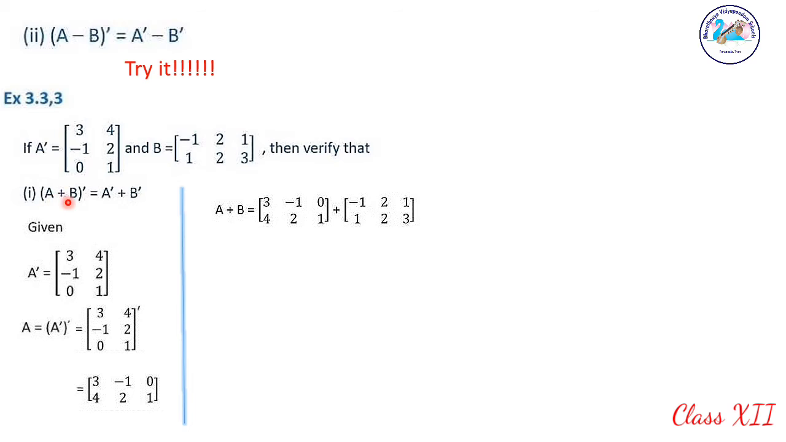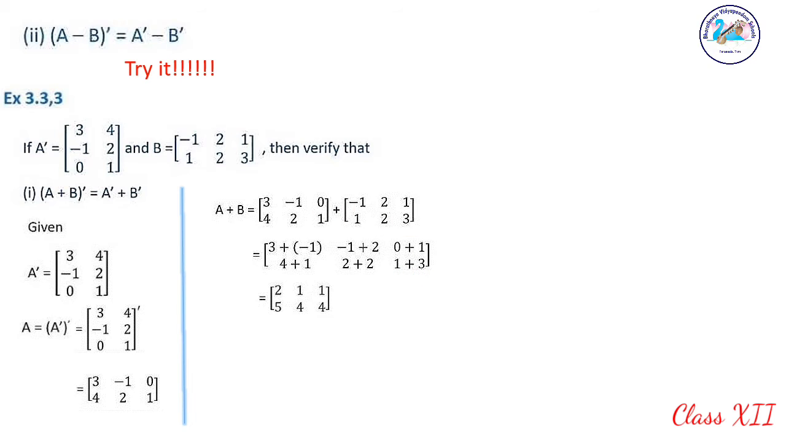Next is A plus B. So that is what the left hand side portion. A plus B we want to calculate. Just add the two matrices A and B. For adding the matrices we need to add the corresponding elements. 3 plus minus 1 it's written. Minus 1 plus 2 it's written. 0 plus 1 it's mentioned here. 4 plus 1 it's written. 2 plus 2 that is here. 1 plus 3 that is also mentioned.